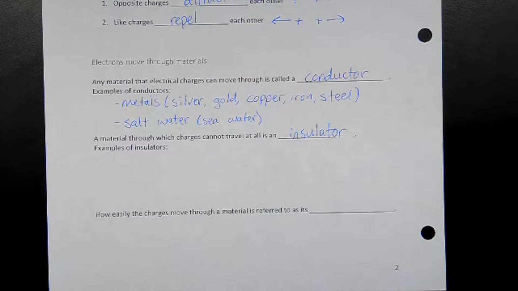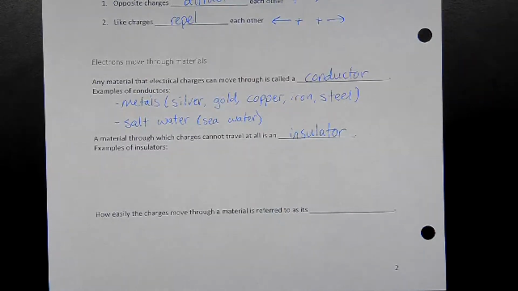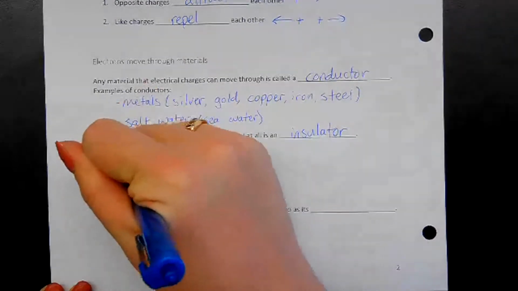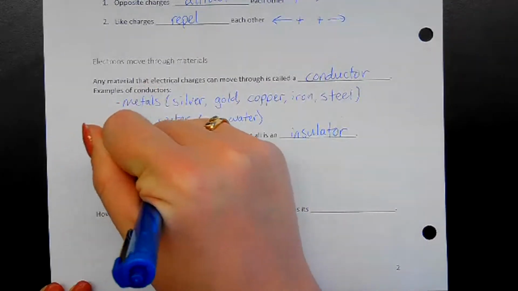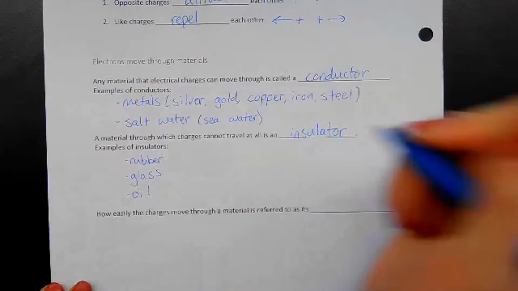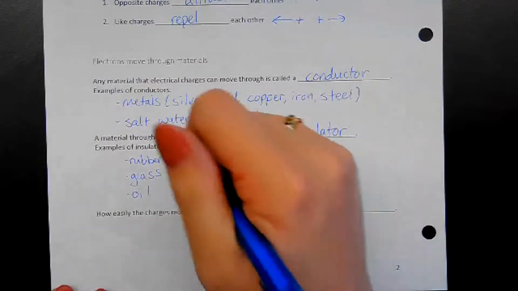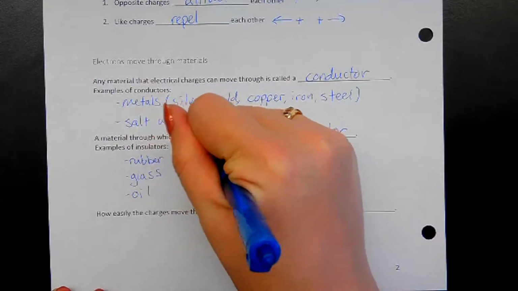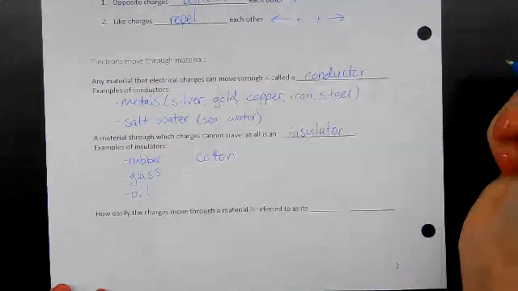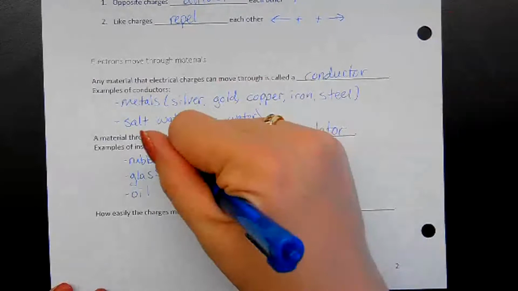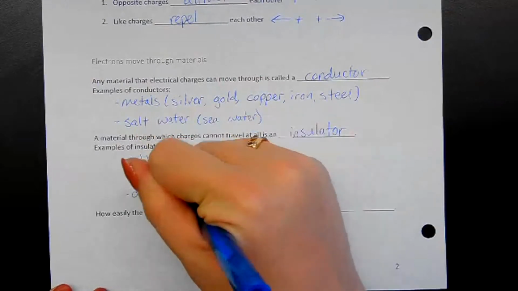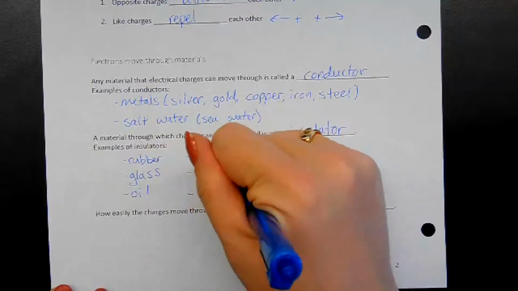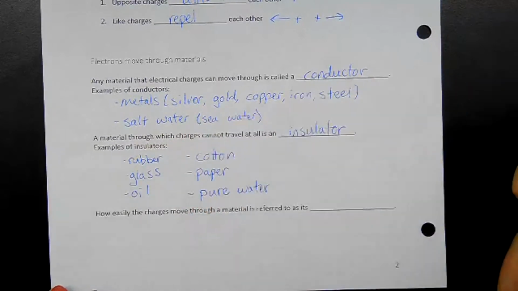Things that are good insulators, which prevent charges from traveling, are things like rubber, glass, oil. Covalent compounds are good insulators, usually cotton and paper. And also water, but only if it's pure water. If it has any ionic compounds in it, it will conduct electricity.